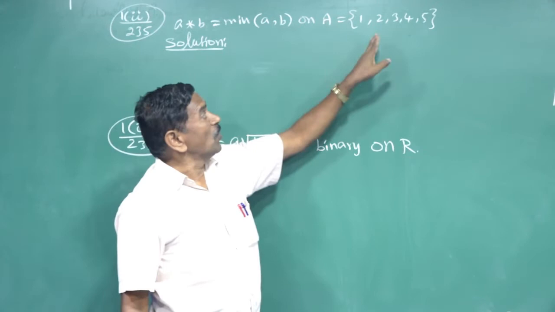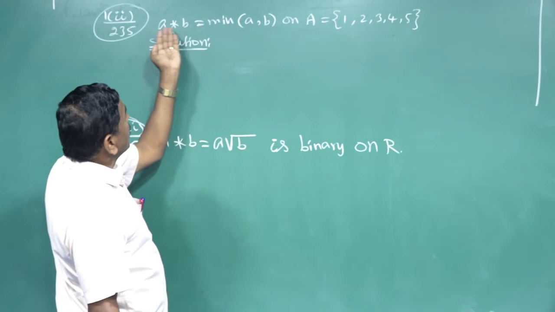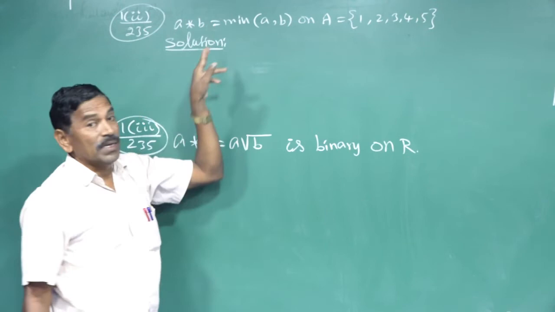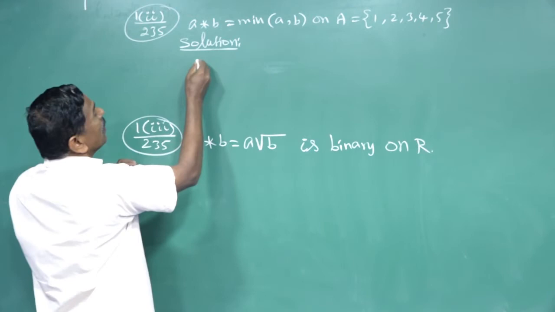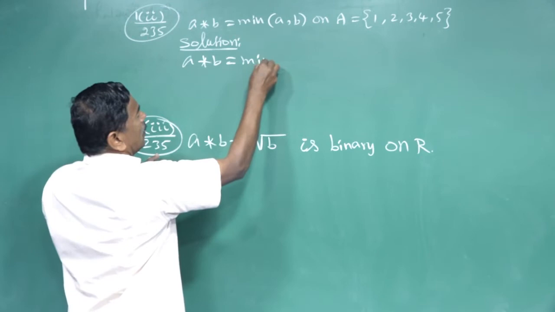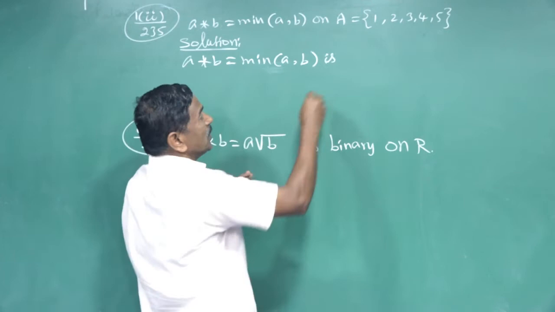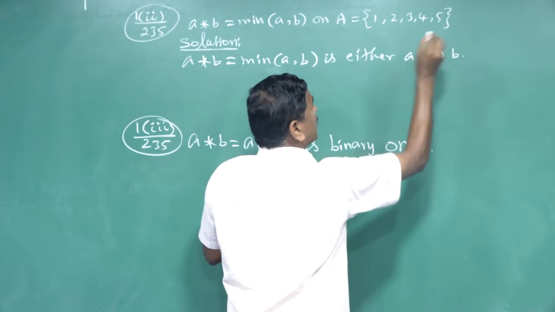See, here, the minimum of a, b. From the numbers a and b, there should definitely be one minimum number. So a star b, equal to minimum of a, b, is either a or b. Definitely, among two numbers, one number must be smaller, and that is the minimum.